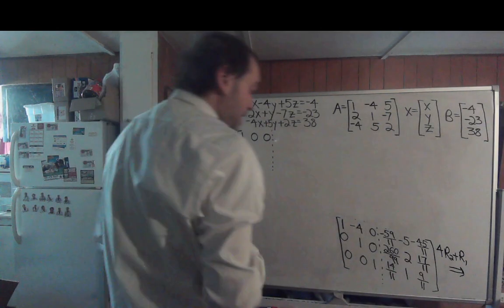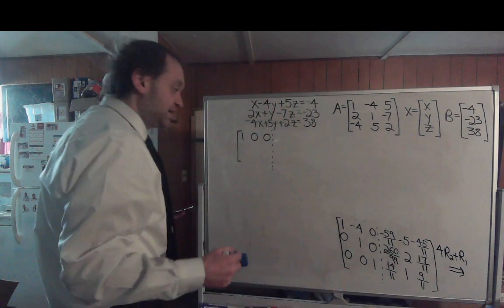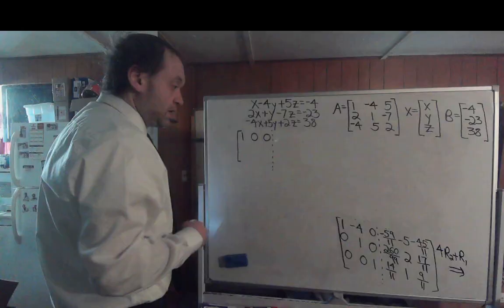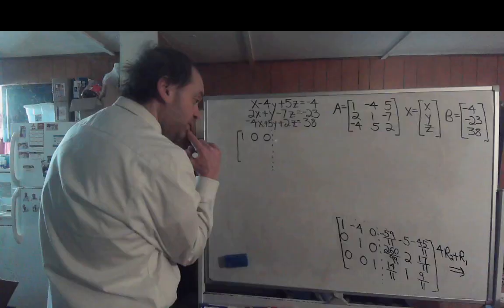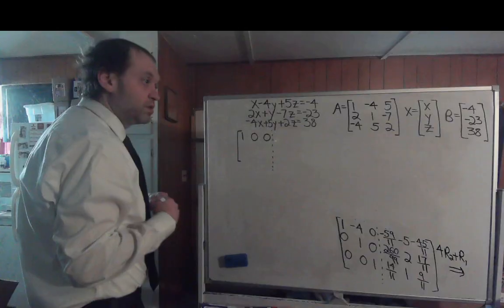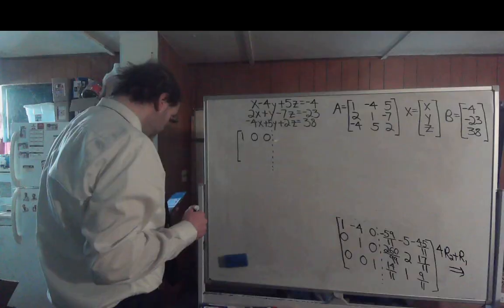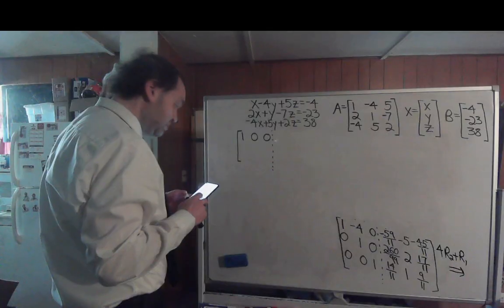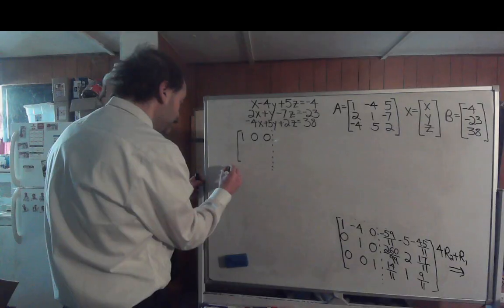Good Lord. 260/99 times 4. Let me do this on the side. That would end up giving me 260, so that'd be 520, 1040, I believe. Yep, 1040/99.